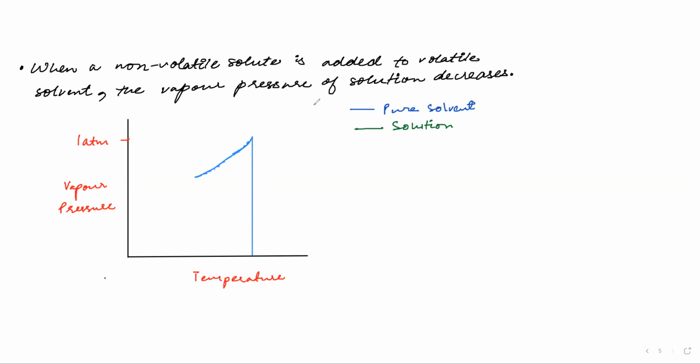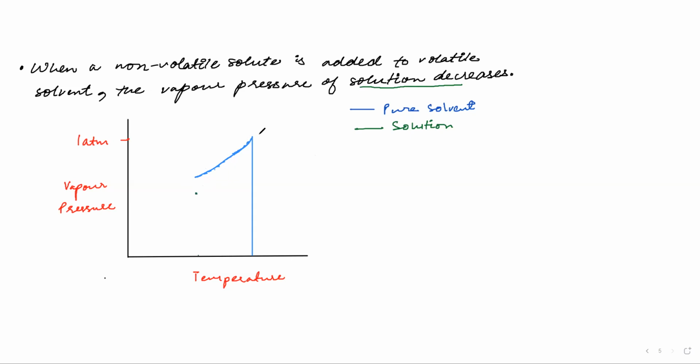This is the initial temperature at which we started. Now, at this same temperature, if we have solution, will the vapor pressure be more or less? For solution, it will be less. We just did pure solvent, now we are doing solution. Yes, the vapor pressure at this point will be a bit low.